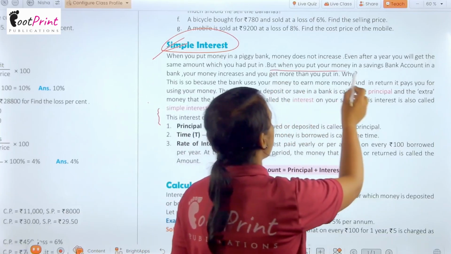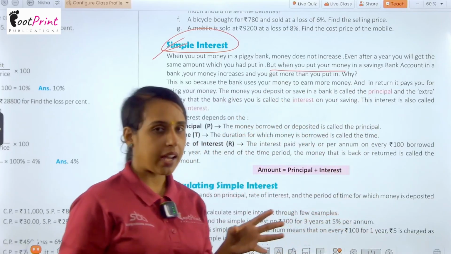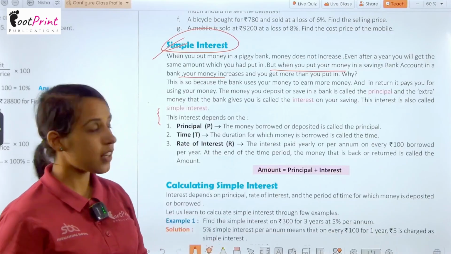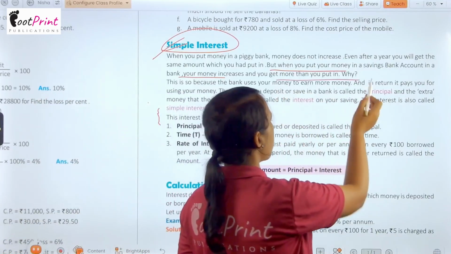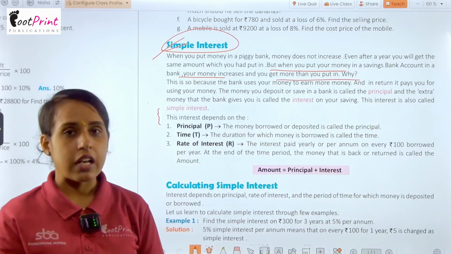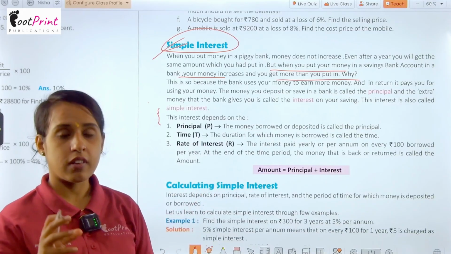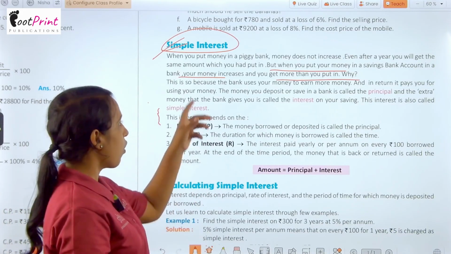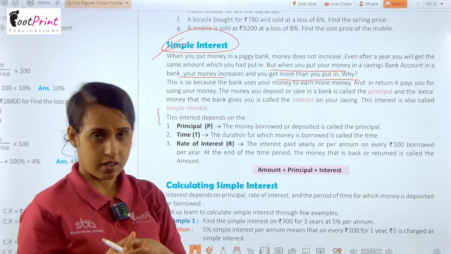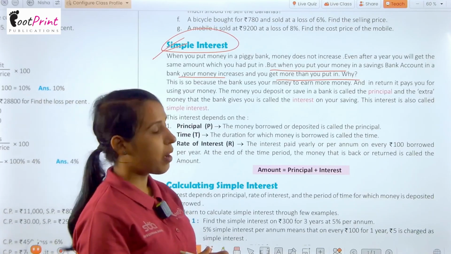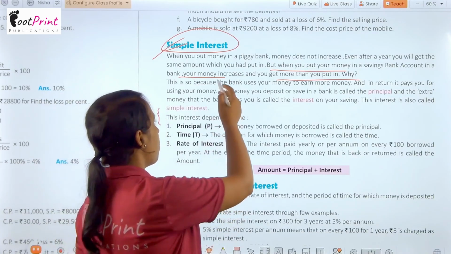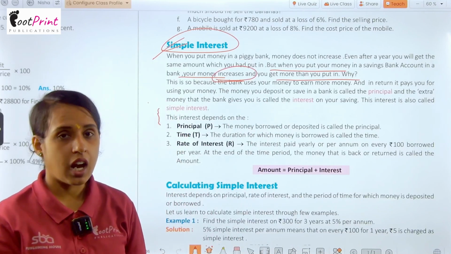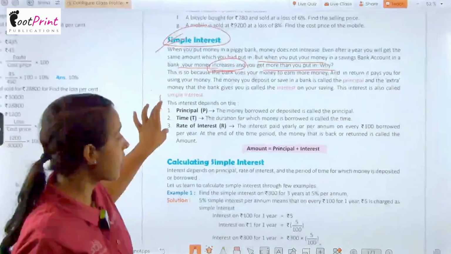But when you put your money in a savings bank account in a bank, your money increases and you get more than you put in. Why? When we keep our money in a savings account in the bank, the money we have invested or deposited comes back to us increased. Have you ever thought how and why it happens?